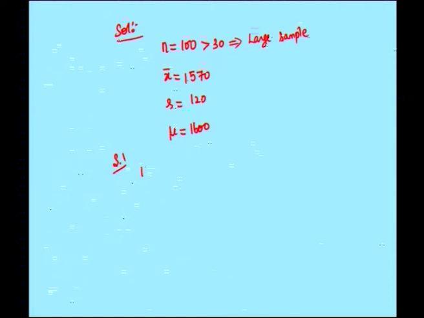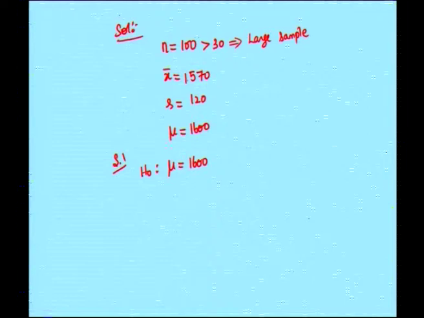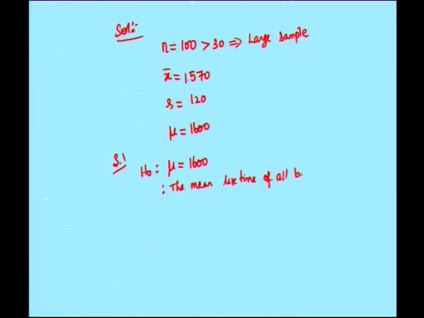Therefore, first of all let me set up the H naught. Step 1, H naught is set as mu is equal to 1600. This is what you have been asked to test in the problem. So, in words it is written as the mean lifetime of all bulbs is equal to 1600 hours. Okay, this is your H naught, mathematical and theoretical.